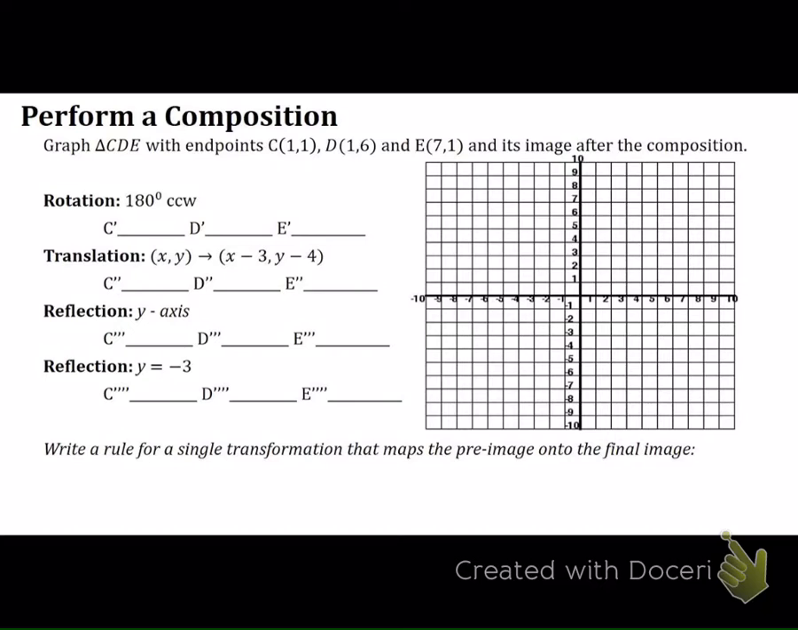All right, let's look at the next one. Triangle CDE with endpoints 1, 1, 1, 6, and 7, 1. So I'm going to start with that. 1, 1. 1, 6. And 7, 1.